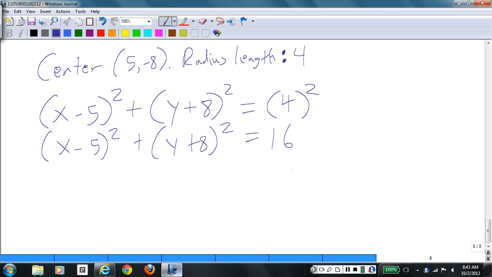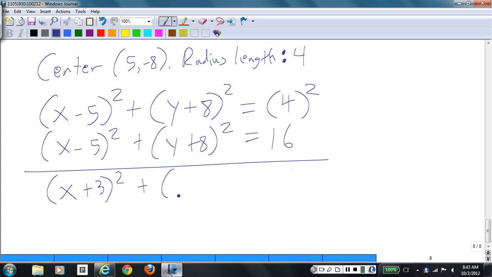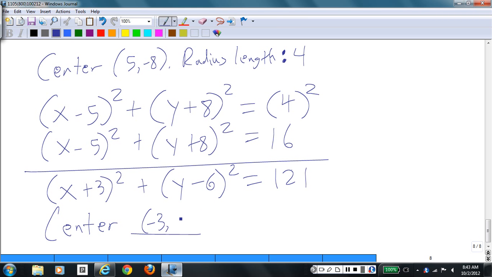On the other hand, suppose the equation looks like this. I guess I should make up another one, huh? Kind of spoiled that one. X plus 3 quantity squared plus y minus 6 quantity squared equals 121. What is the center of this circle? And the radius length? Excellent.